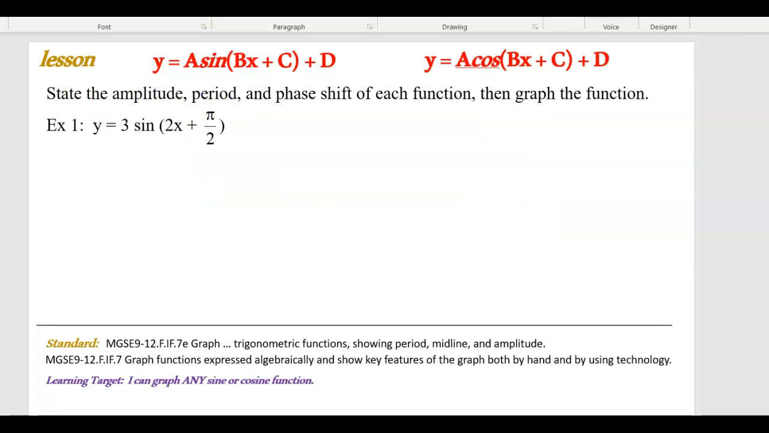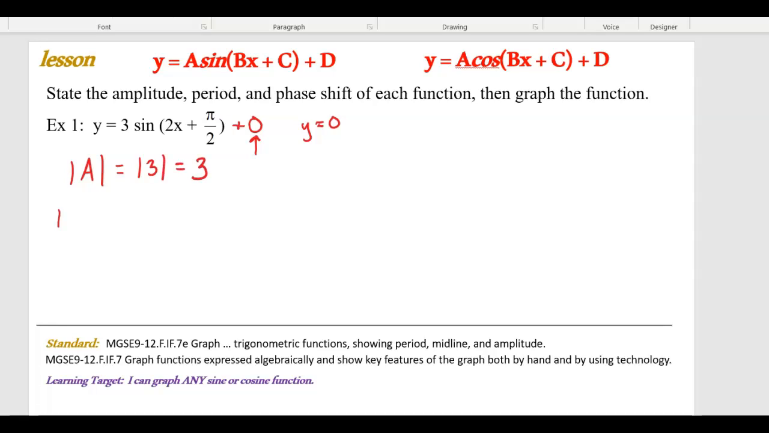Find the amplitude, find the period, find the phase shift. The midline is understood to be just the x-axis, or y equals 0. So we're not really focusing on midline yet. We will in a minute, and then we're going to graph the function. And so there's going to be a little bit more to graphing today than before. All right, so let's find the amplitude. The amplitude, of course, is the absolute value of 3, which is 3.